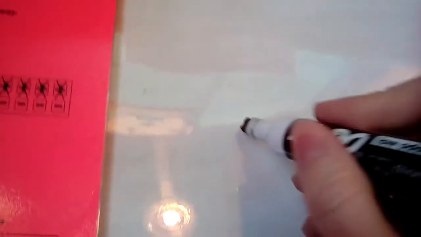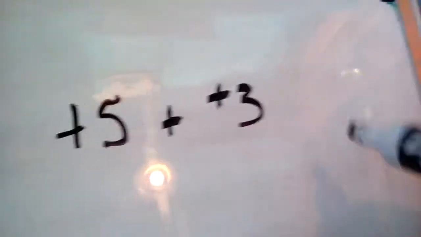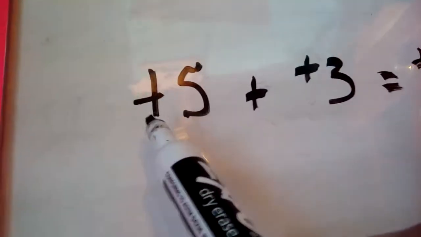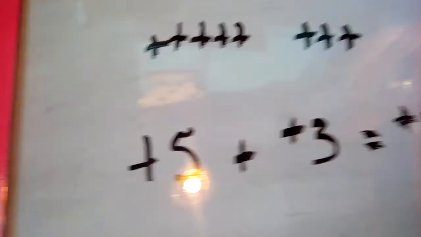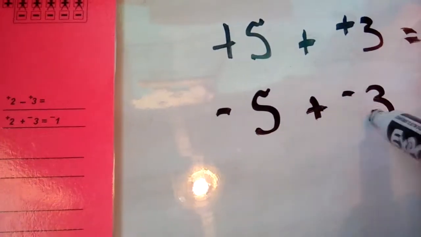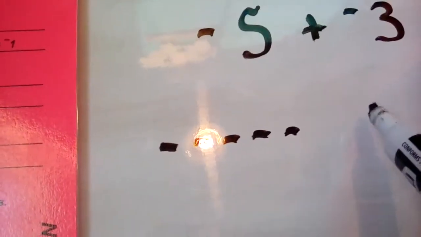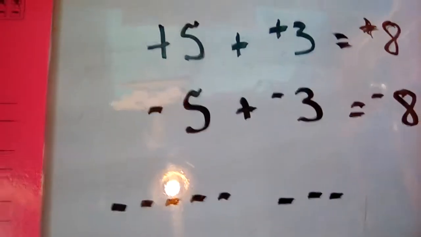Remember, when we're adding integers, we're just taking the signs. For example, if you have +5 and you add a +3 to that, you're going to get a +8, right? Because if you have 5 positives, 1, 2, 3, 4, 5, and you add 3 more to that, you're going to get 8. If I have -5 and I add -3 to that, I'm going to get -8, right? If I have 5 negatives, 1, 2, 3, 4, 5, and I add 3 to that, 1, 2, 3, I'm going to have 8 altogether, okay?